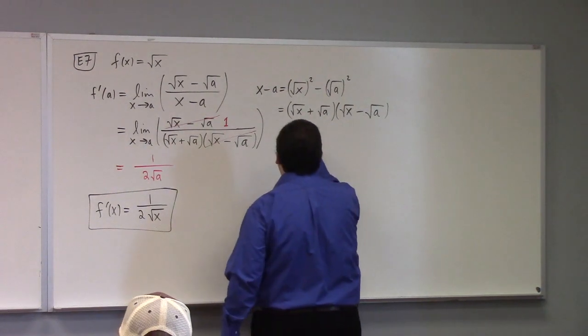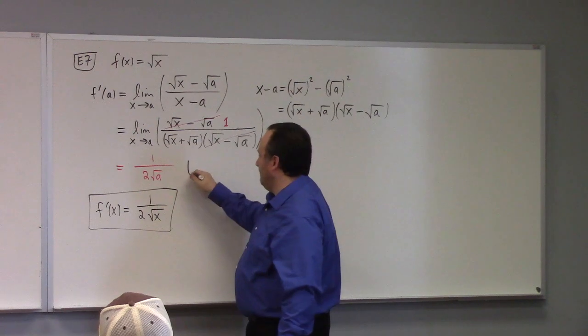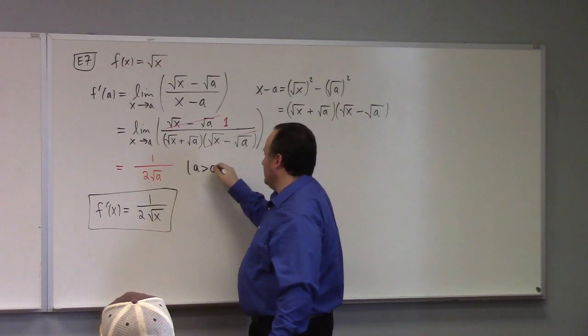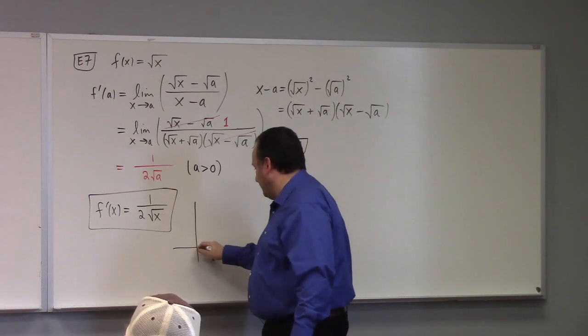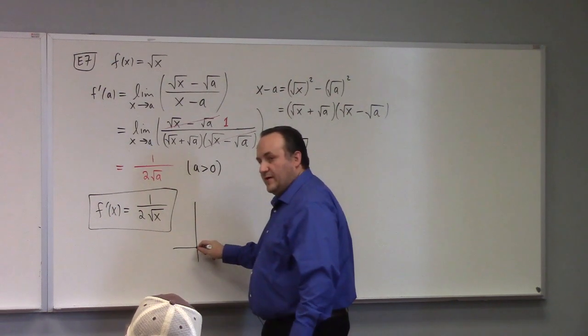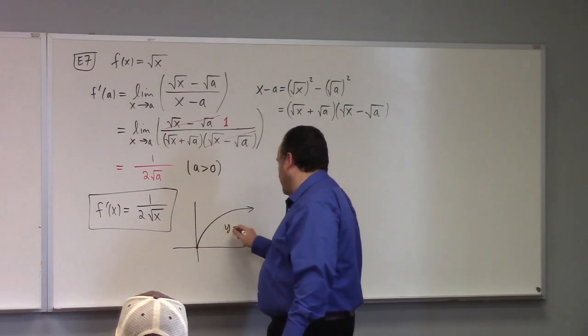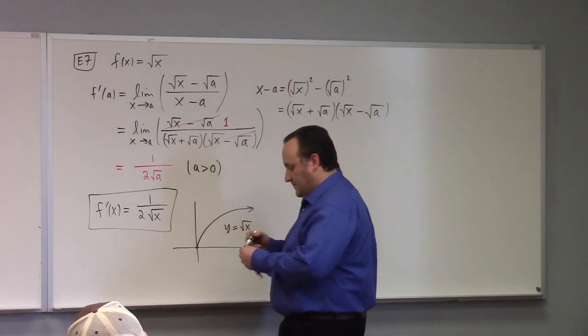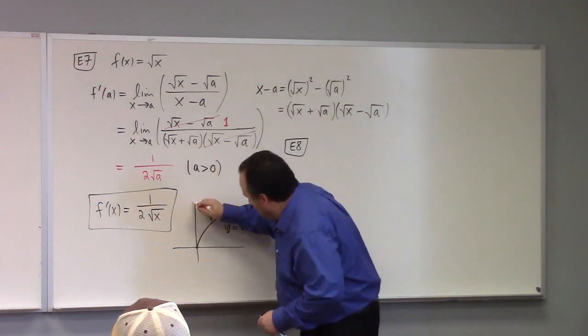By the way, what is the assumption about a here? A is what? A is positive, right? Think about the graph of the square root function. What happens at 0? Square root is half of a parabola turned sideways. All right, that's y equals the square root of x. So the tangent line at the origin is a vertical line, right?